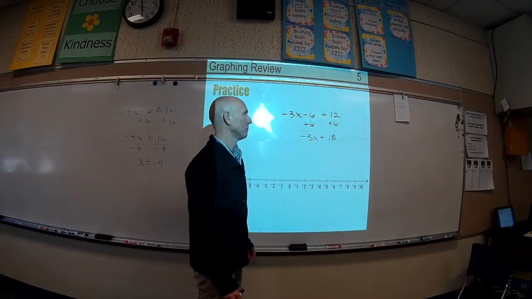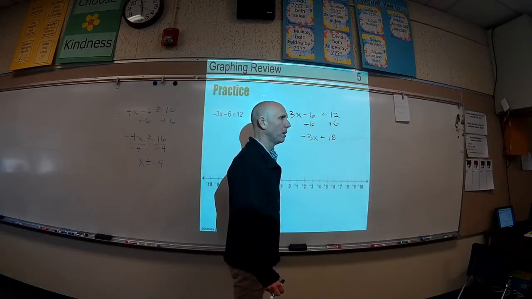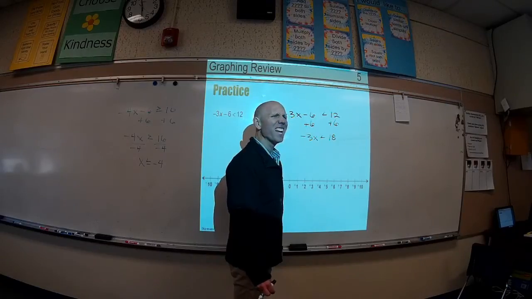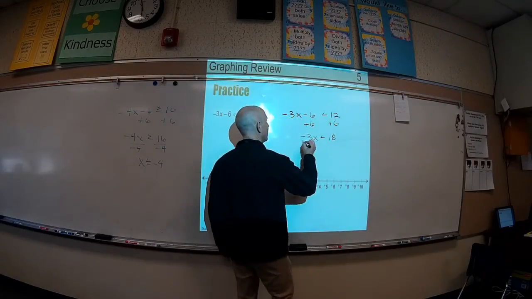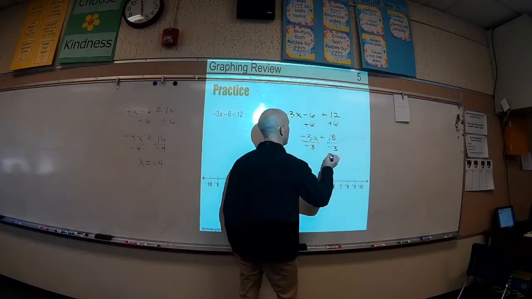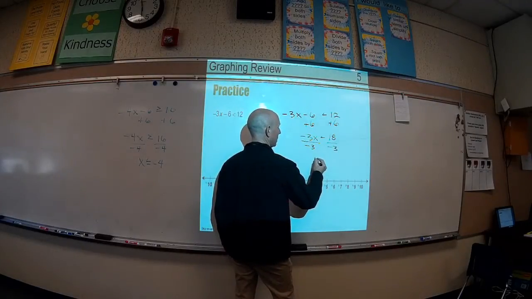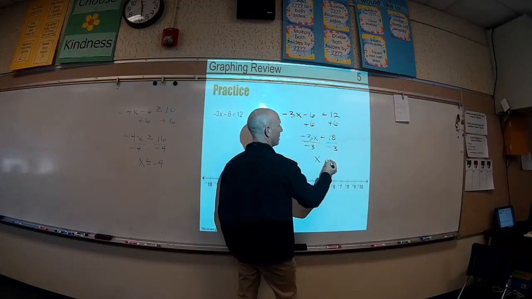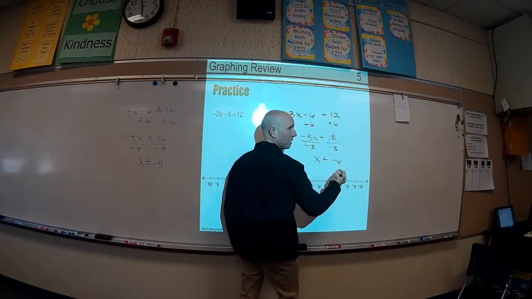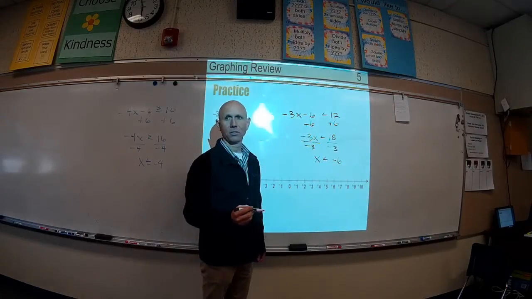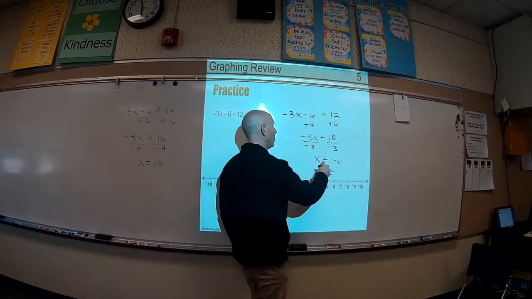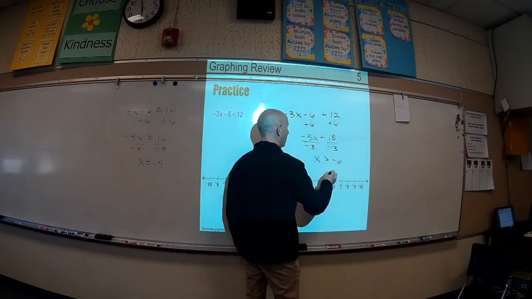Divide both sides by what? -3. Okay, tell me what to write. So then we're going to have x is less than 6. Is less than -6? No, I have to flip the inequality symbol right there. That's the key to it.